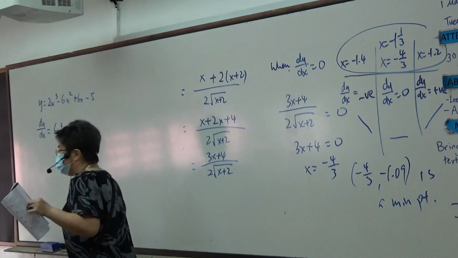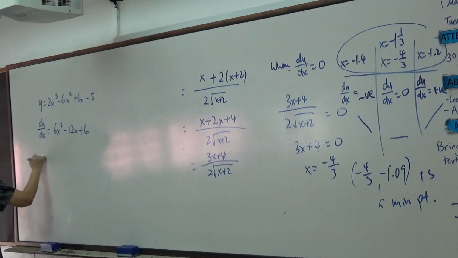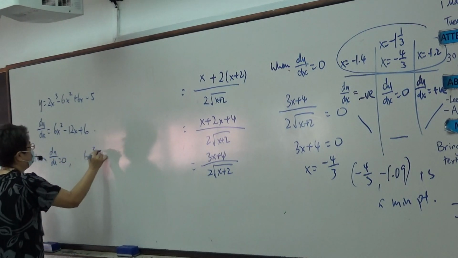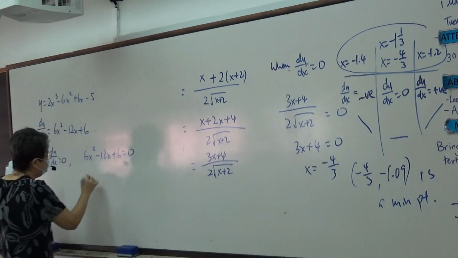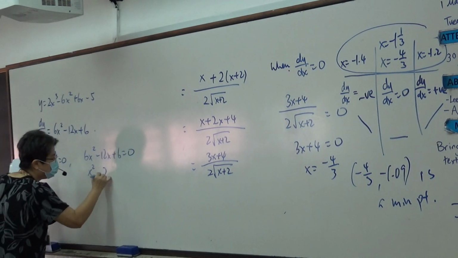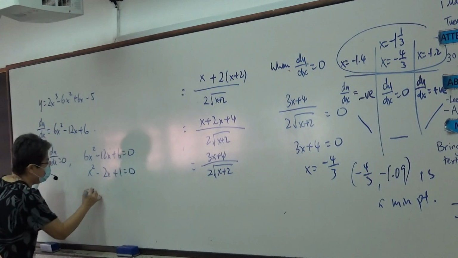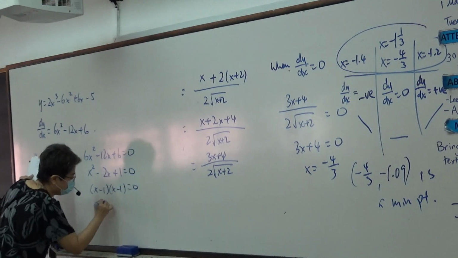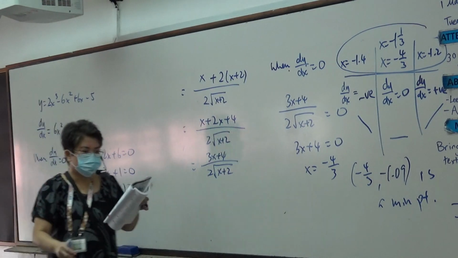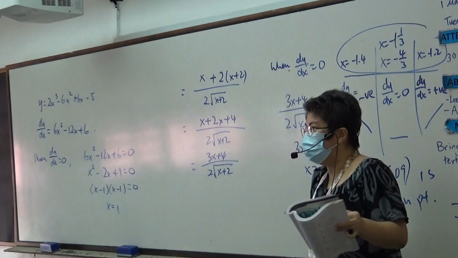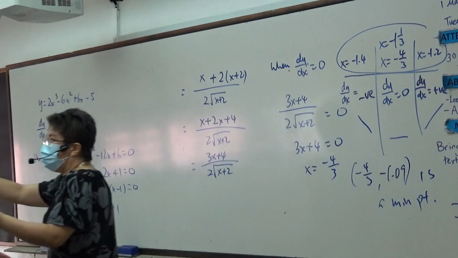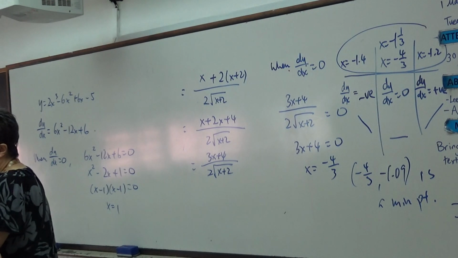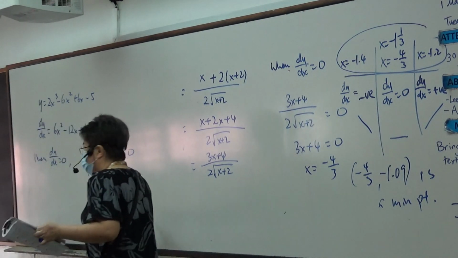Everybody clear? Okay, so when dy dx is 0, I divide throughout by 6, and x is actually equals to 1. Am I right? Correct. Now I want to read the question carefully. What did they say? Part A, part 1. Find the value of x for which the curve has a stationary point, right? So x is actually equals to 1.